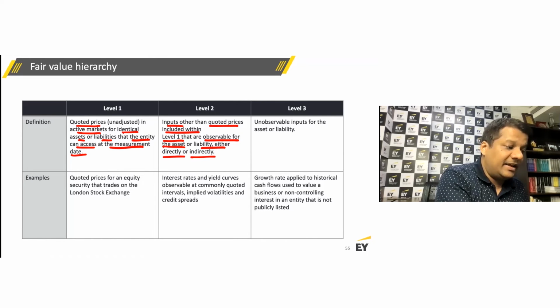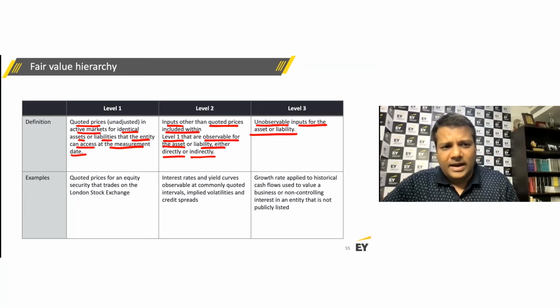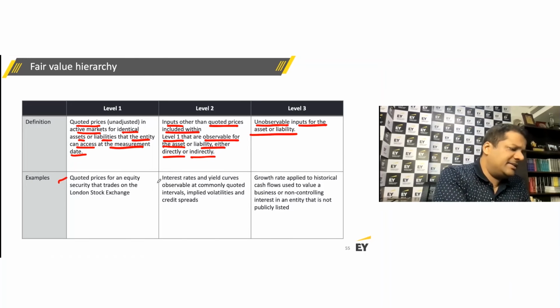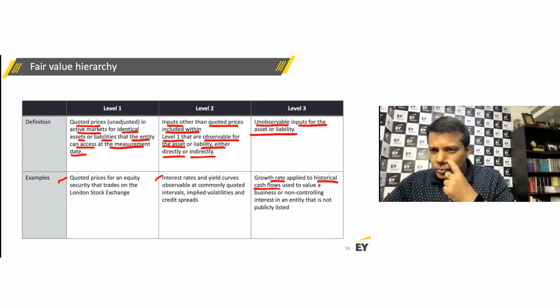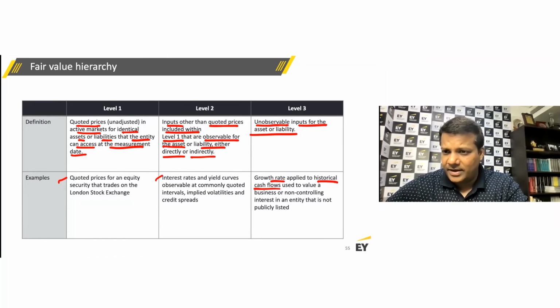Now, level 3 is unobservable input for the asset or liability. Example: interest rates and yield curves, and growth rate applied to historical cash flows. That is what is level 3. Unobservable inputs. Level 3 is unobservable inputs. Okay.